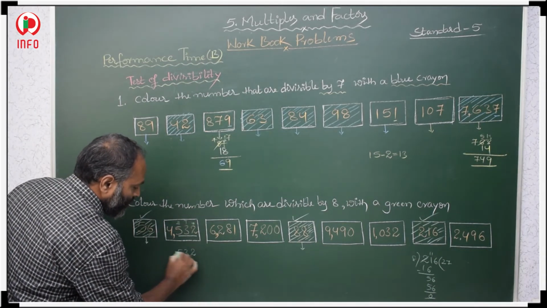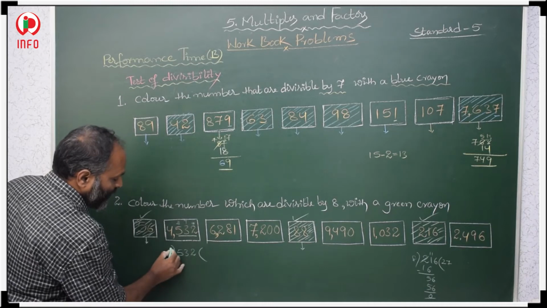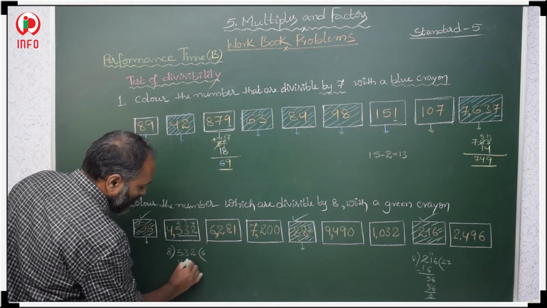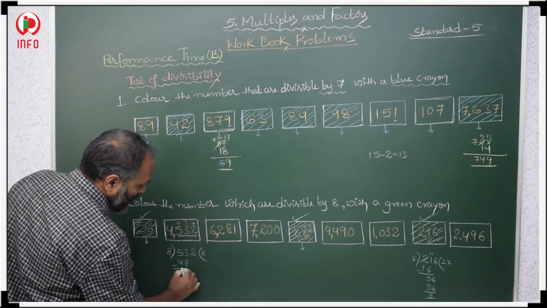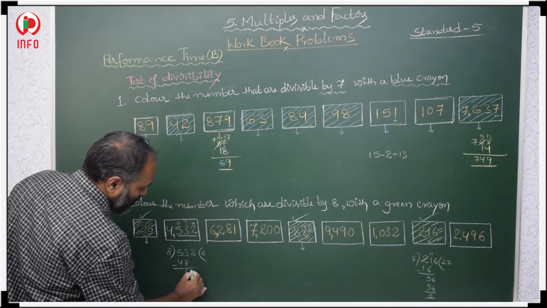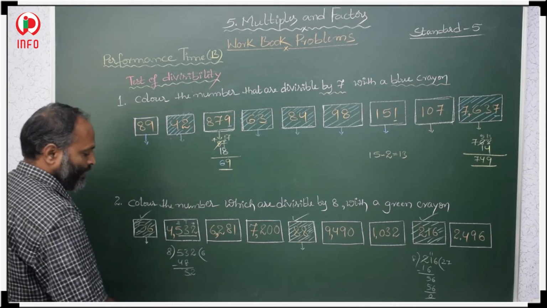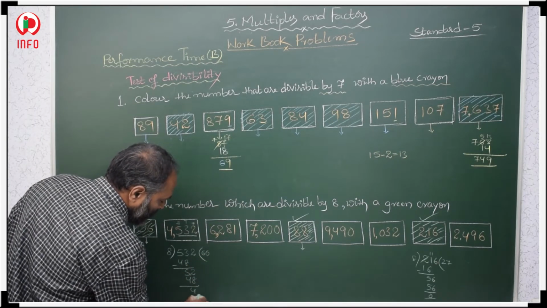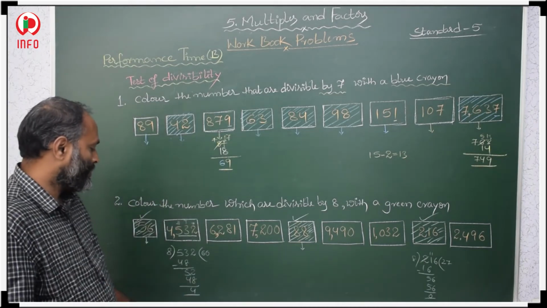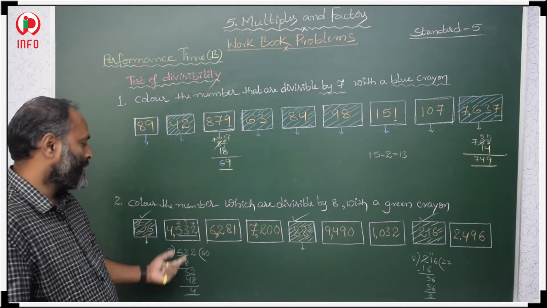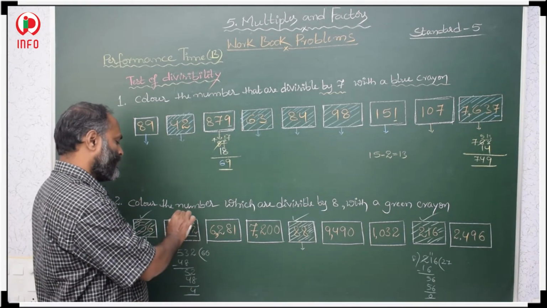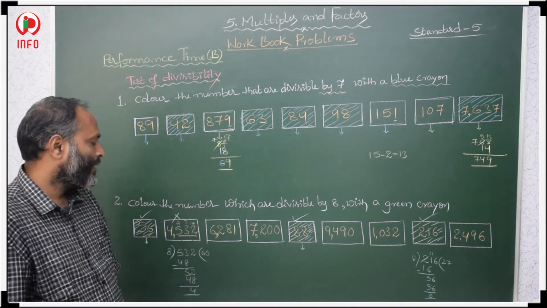Now 532, divide by 8. 8 6s are 48. Then minus, how much? 5. 2. Then 8 6s again 48. Then the answer is 4. 4 is left here. So 4 left means these 3 digits are not divisible by 8. So this number is not divisible by 8.